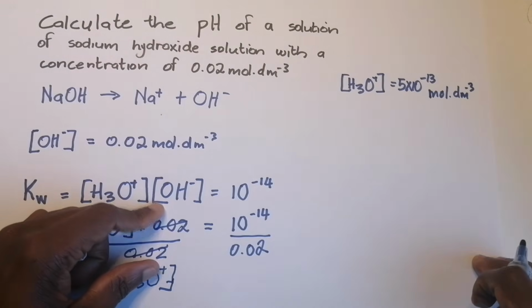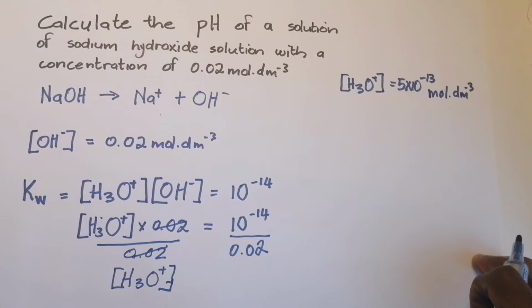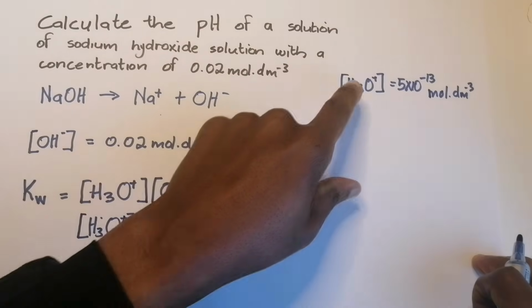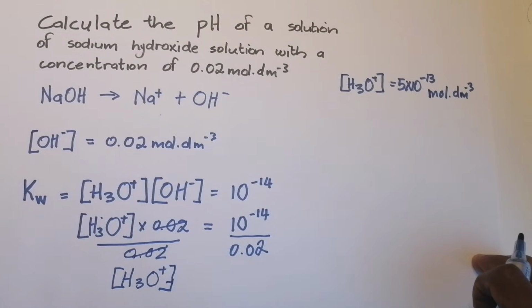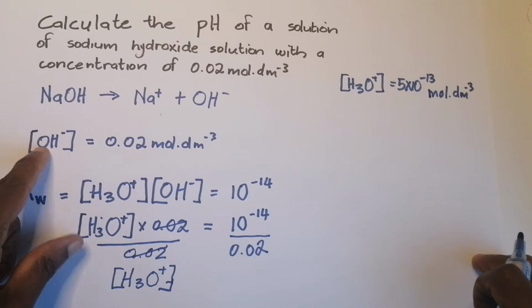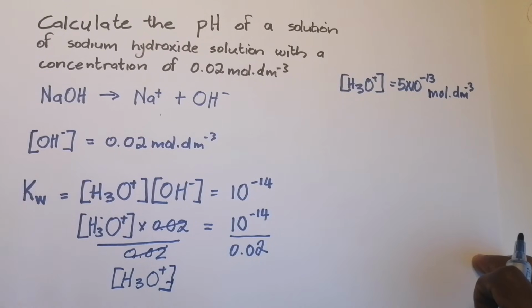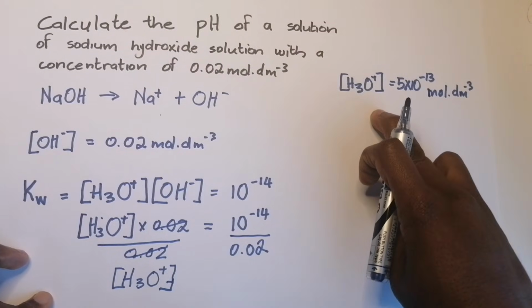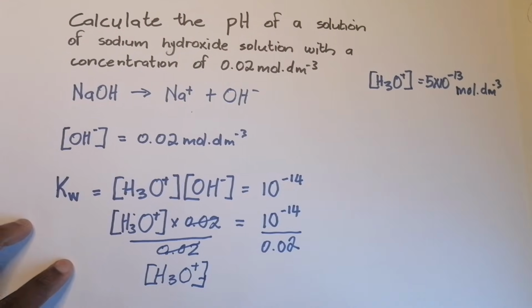Now remember, ladies and gents, why did we have to go through that? Remember, you cannot calculate pH when you do not have your hydronium ion concentration. So because we had hydroxide ions, we needed to find the hydronium ions, and that's why we needed to go through this. Now we've got our concentration of hydronium ions. Can we calculate pH? Of course we can.